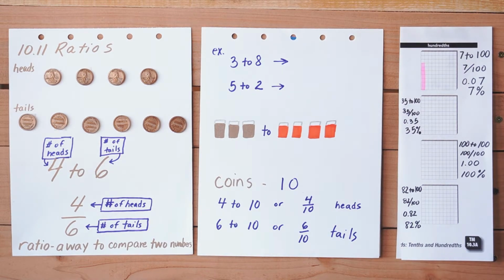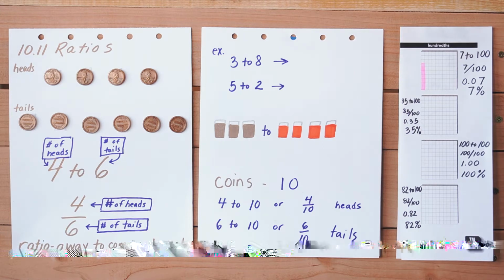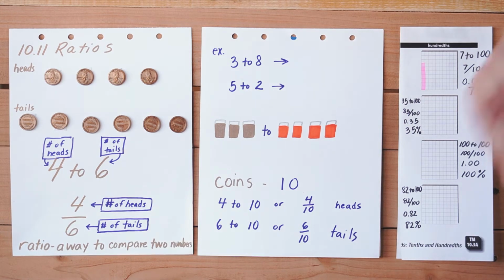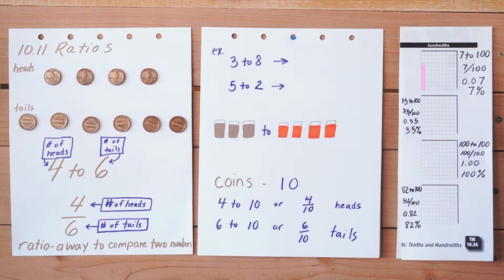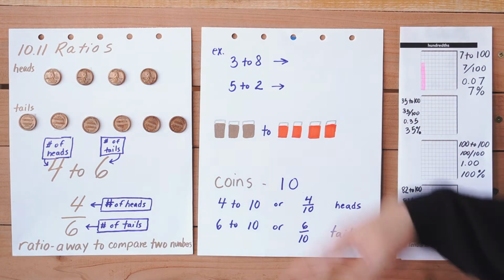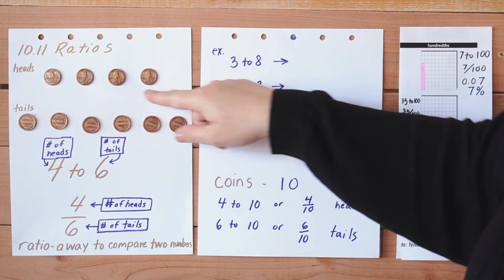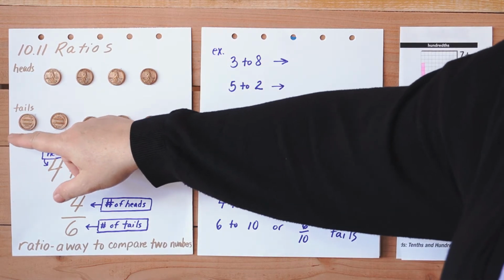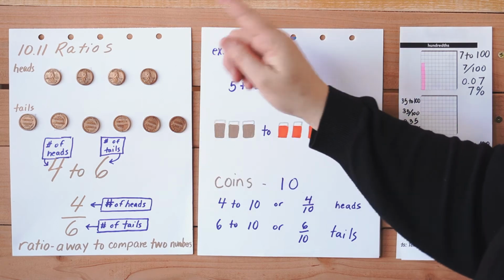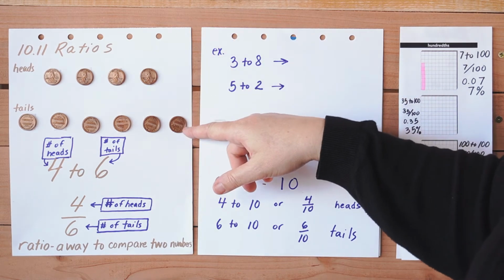I want to go back to when we were talking about fractions and when you did that coin flip. Some of you got a paper where you got to flip some coins and decide how many times it would be heads and how many times it would be tails. I already flipped some coins, so I have 4 heads and 6 tails.